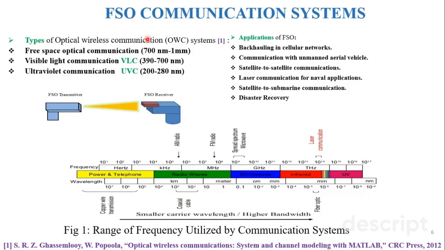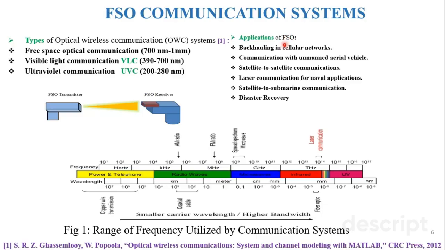So basically, optical wireless communication systems are categorized in three categories. There is FSO, in which the wavelength lies between 700 nanometers to 1 millimeter. Visible light communication, VLC, is between 390 to 700 nanometers. And ultraviolet communication lies between 200 to 280 nanometers. So in this lecture, we are focusing on FSO systems.